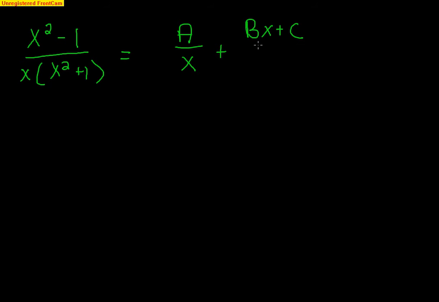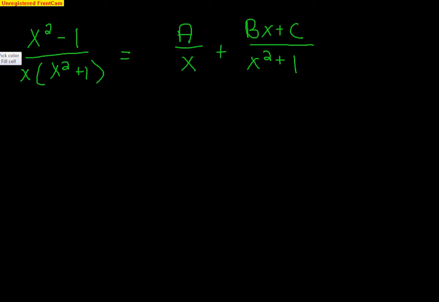So for this problem, we're going to do x squared minus 1 all over x times x squared plus 1. And then we are going to set it up with a over x plus bx plus c over x squared plus 1.